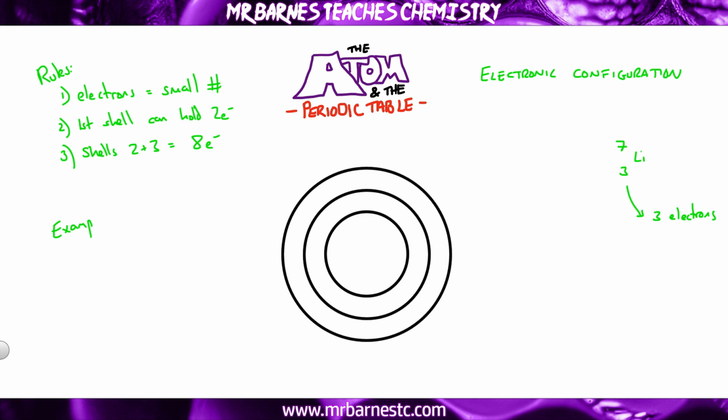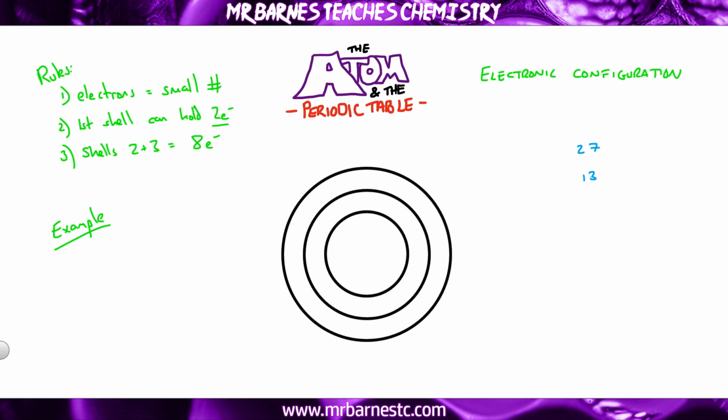So let's have a look at an example. We're going to go with lithium on the right hand side. We know that 2 electrons can go in the first shell, that's our second rule. I have 3 electrons, so I'm going to put 2 in there. Now of my 3, I've used 2, so I've got 1 electron left. Now my second shell can hold 8, but I've only got 1, so I put 1 electron in. And that's my electronic configuration. If I wanted to write it, it would be 2.1.